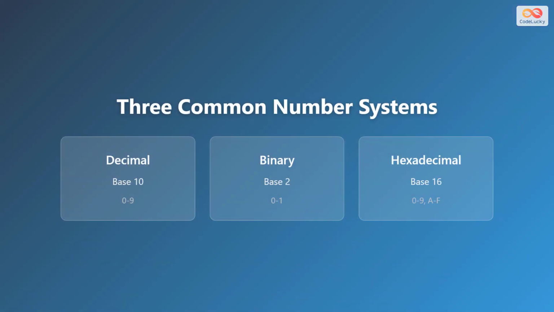Let's start by looking at three number systems commonly used in computing. First, we have decimal, which is base 10, using digits 0 through 9. This is the system we use in everyday life. Next is binary, which is base 2, using only two digits, 0 and 1. Binary is the native language of computers. Finally, there's hexadecimal, which is base 16, using digits 0 through 9, followed by letters A through F to represent values 10 through 15.